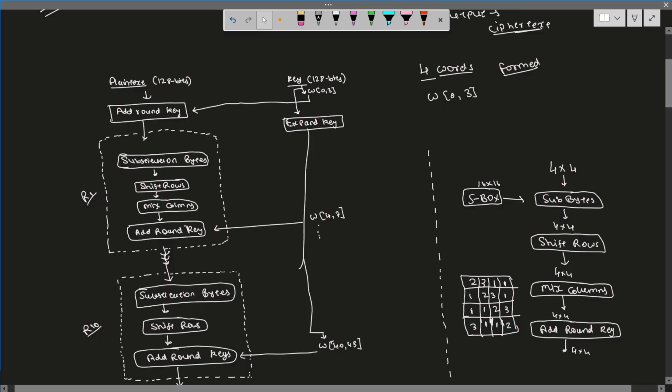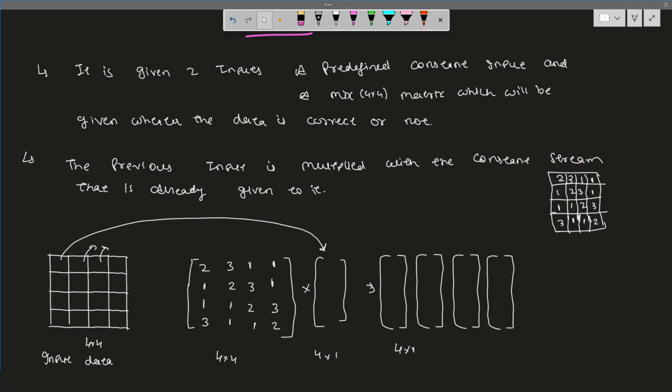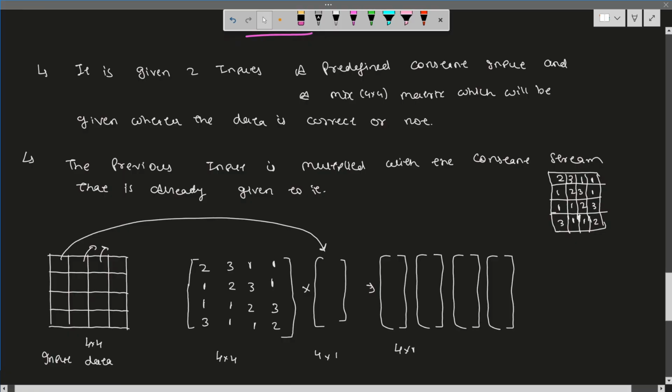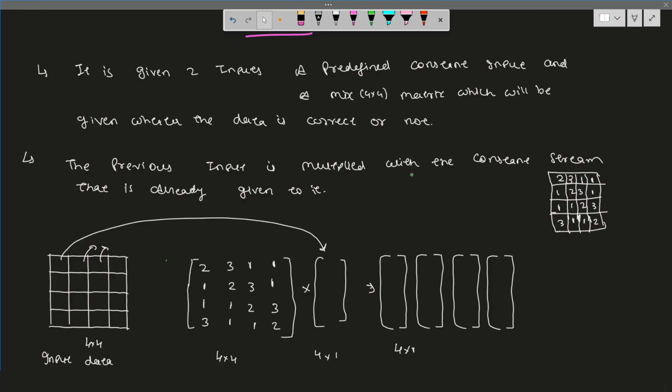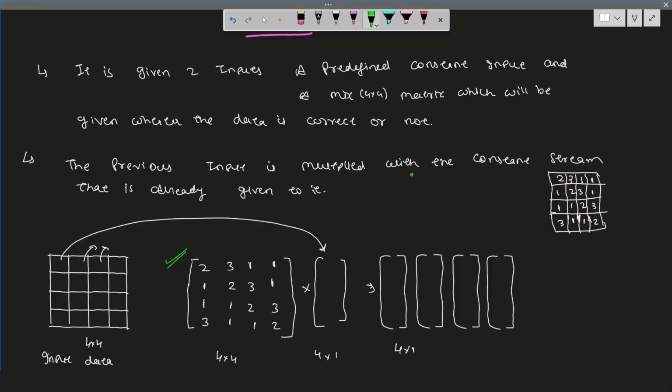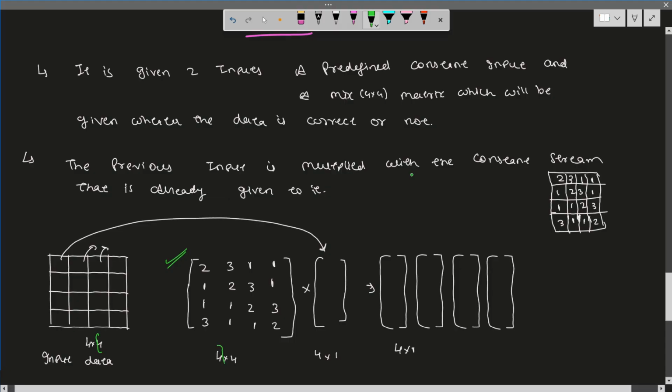Now we will go to the mix column operation. In the mix column operation, we are given two inputs. One is the predefined constant input that we got at the start of the video, and the other is the input data. This is 4 cross 4, and the predefined input matrix of 4 cross 4 is going to produce a 4 cross 1 output. We multiply the first column with the predefined matrix and generate a 4 cross 1 result. That is performed for each column of the input data.